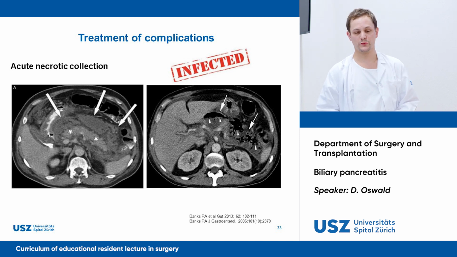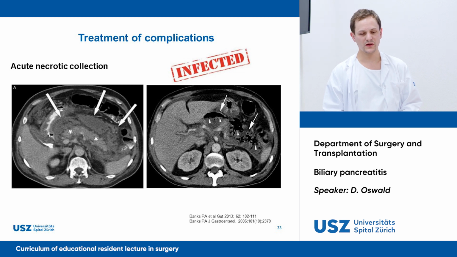Antibiotic therapy should be initiated if you have this picture, if you have such a huge amount of gas in the necrosis. The most recommended antibiotics are meropenem or imipenem. And if it's unclear, if the picture isn't that clear, you could perform a fine needle aspiration to prove infected necrosis.